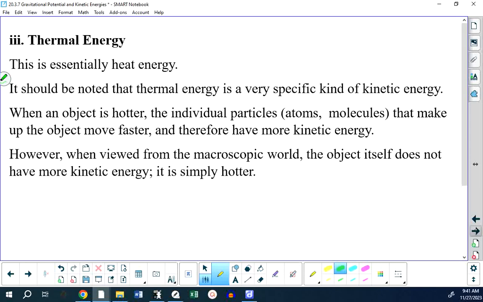And we sense that by touching things. When you touch something that's warm, that random molecular motion of all those molecules jostling around hit the molecules in your hand and on your skin, and those molecules move faster in random directions, and our brain senses that as heat.